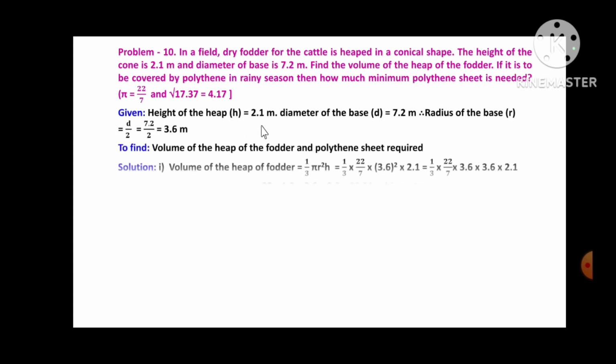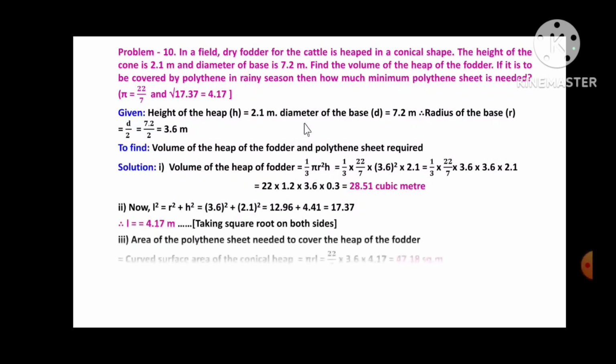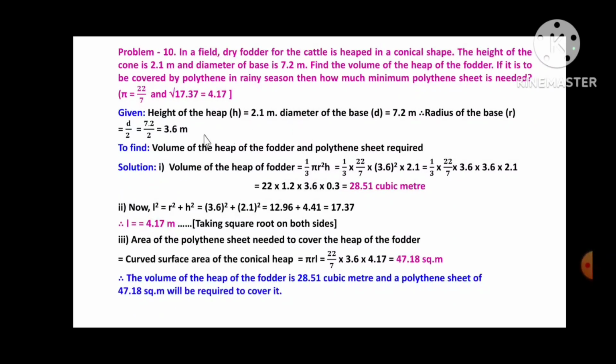Given that height of the heap is 2.1 meter, diameter of the base d is 7.2 meter, therefore radius of the base r is equal to d by 2, which is 7.2 upon 2, 3.6 meter. We have to calculate here the volume of the heap of this fodder and polythene sheet required. Volume of the heap of the fodder is equal to 1/3 pi r square h, 1 upon 3 into 22 upon 7, 3.6 bracket square into 2.1. So which will be 1/3 into 22 upon 7 into 3.6 into 3.6 into 2.1. After simplification, we are getting 22 into 1.2 into 3.6 into 0.3, and the calculation of this gives you 28.51 cubic meter as the volume of the heap fodder.